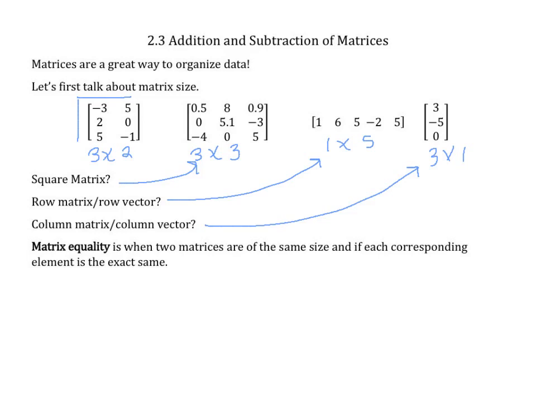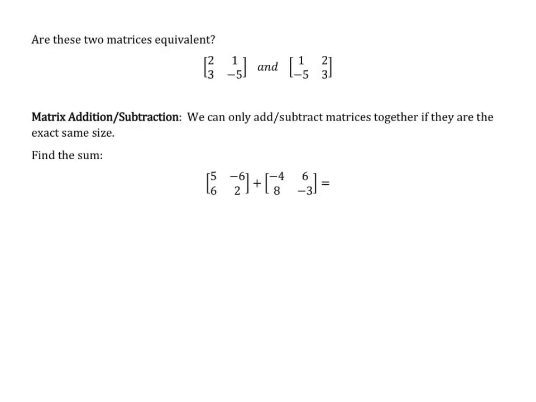Matrix equality is when 2 matrices are of the exact same size and each corresponding element is the exact same. So if we look at these square 2 by 2 matrices, we have 2, 1, 3, negative 5, and 1, 2, negative 5, 3. Although they have the same exact elements, the elements aren't in the same exact location. So 2 doesn't match up with 2 here. So no, these are not equivalent because although they contain the same elements, they're not in the same location.